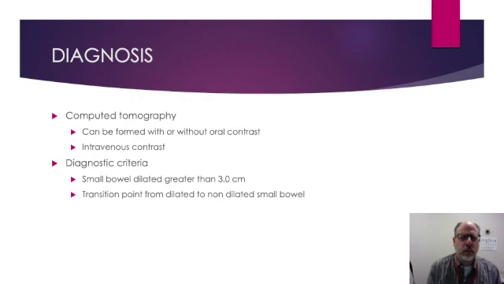So a more definitive diagnosis can be made with computed tomography. This can be performed with or without oral contrast, often performed without because the patients have nausea and vomiting and are unable to ingest the oral contrast material. Intravenous contrast is useful to assess for complications. The diagnostic criteria for a small bowel obstruction is to see small bowel dilatation, typically 3 centimeters or greater, and a transition point from dilated to non-dilated small bowel, which represents the site of obstruction.